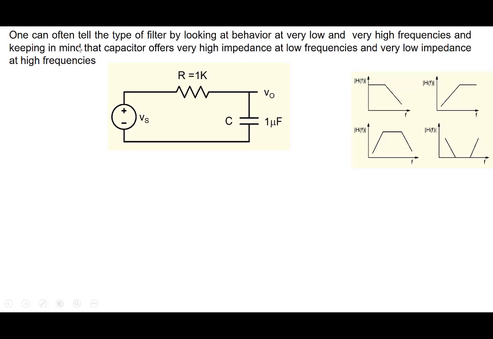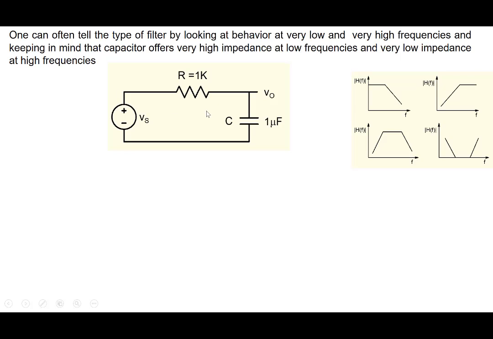As I just mentioned earlier, one can often tell the type of filter by looking at the behavior of the circuit. If you want to tell whether it is low pass, high pass, band stop, what kind of a filter it is, you look at the behavior of the circuit at very low and very high frequencies. And you keep in mind, while you're trying to understand the circuit at very low and very high frequencies, that a capacitor offers very high impedance at low frequencies, 1 over omega C, and very low impedance at high frequencies. And you keep that in mind.